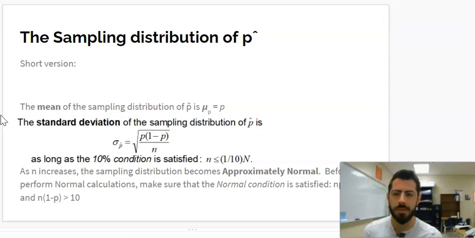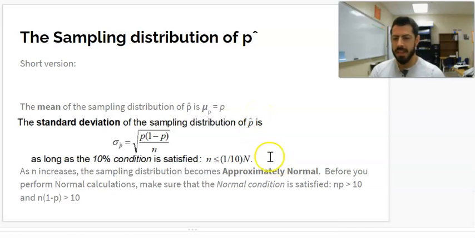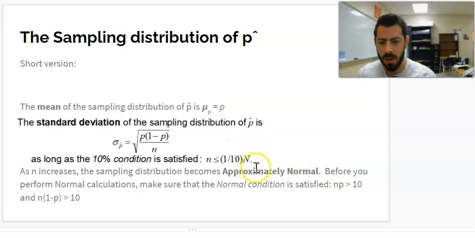Here's a short version of what I just said. As I stated, the mean of the sampling distribution for P hat is just going to be the parameter P, and the standard deviation for P hat is just going to be the square root of P times 1 minus P over N. And this is as long as the 10% condition is satisfied. If you recall, the 10% condition means that the sample size has to be less than or equal to 10% of the overall population.